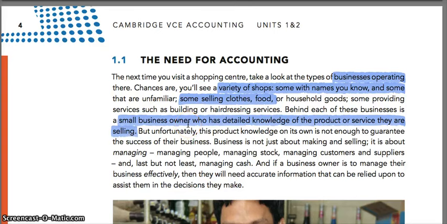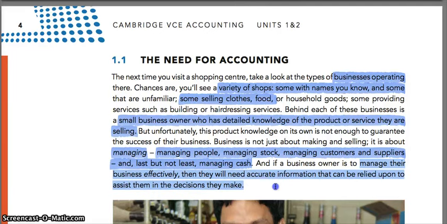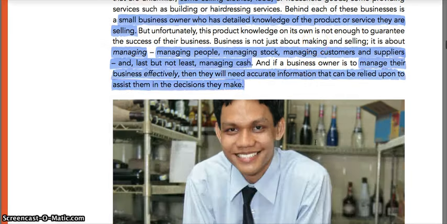However, a business just isn't about making a product or selling a product. It's also about managing a variety of different resources, including people, stock, customers, suppliers, and managing cash. And basically, if the business owner doesn't manage their business effectively, then they're going to have issues. So that's where an accountant comes in.